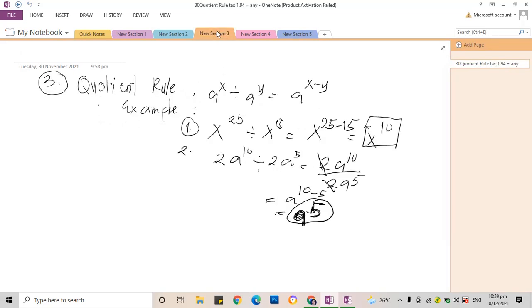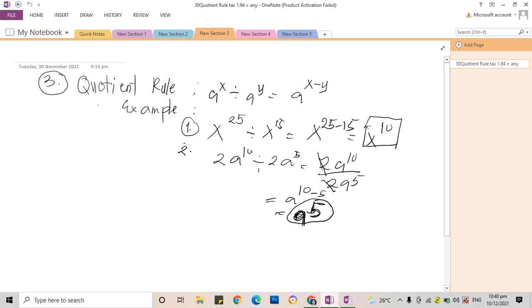Then the third law is the quotient rule. So this is the formula: a^x divided by a^y is equal to a, then the difference of x and y. So for example, x to the 25th power divided by x to the 15th power. So we're just going to write the base, which is x, then 25 minus 15. So the answer is x raised to the power of 10, or x to the 10th power.